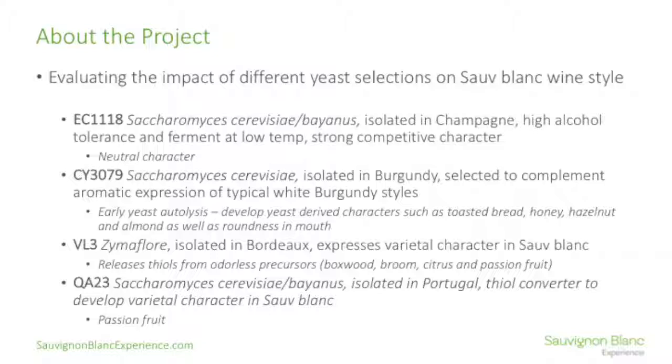Then QA23 is a Saccharomyces cerevisiae bayanus, once again from Portugal. It's supposed to give you very much passion fruit characters. Okay, so the yeasts should be different, right? It'd be interesting to see what they do, giving them exactly the same grapes.